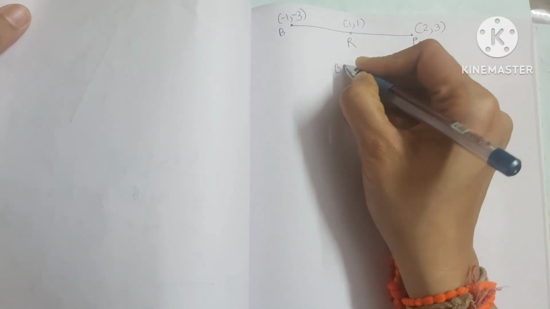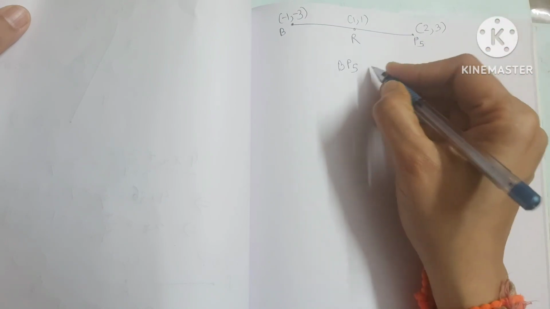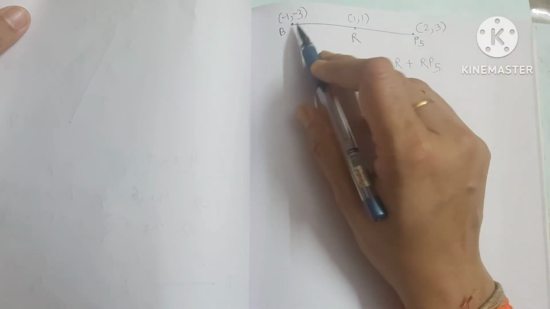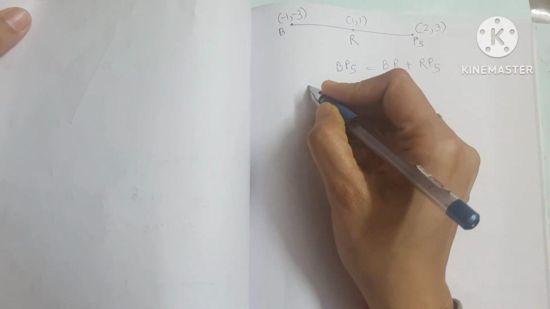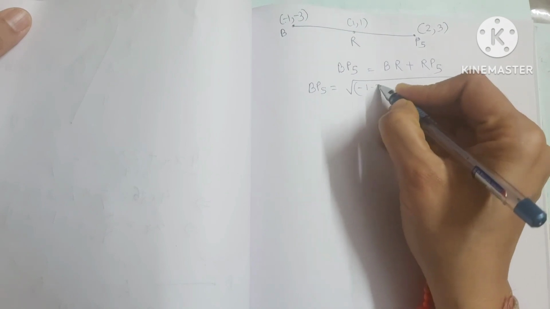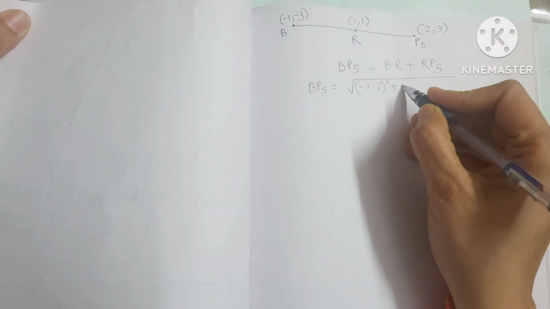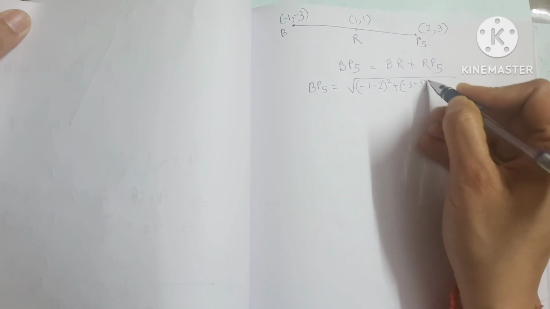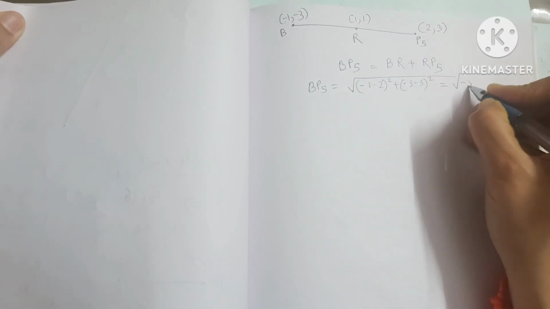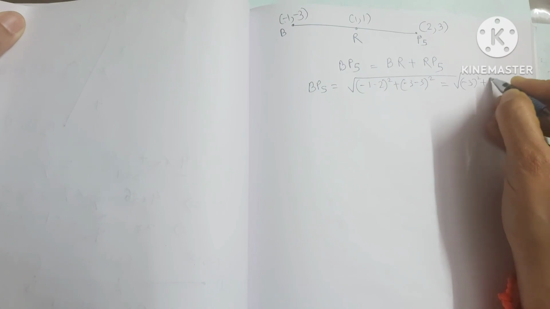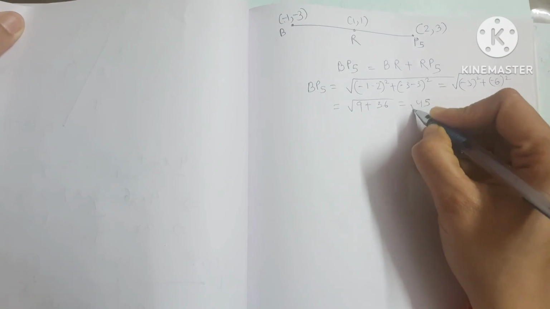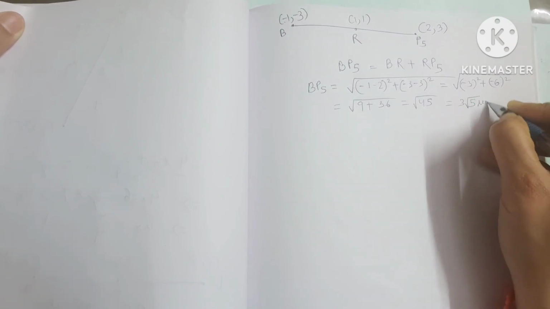So how will we prove it? If BP5, that is the distance from the blue ball to pocket 5, is equal to BR plus RP5, then definitely the red ball lies in between the blue ball and the pocket 5. So let's find BP5. BP5 is the square root of (-1 minus 2) whole square plus (-3 minus 3) whole square, which is equal to -3 whole square plus -6 whole square. 9 plus 36, which is 45, which is 3 root 5 units.